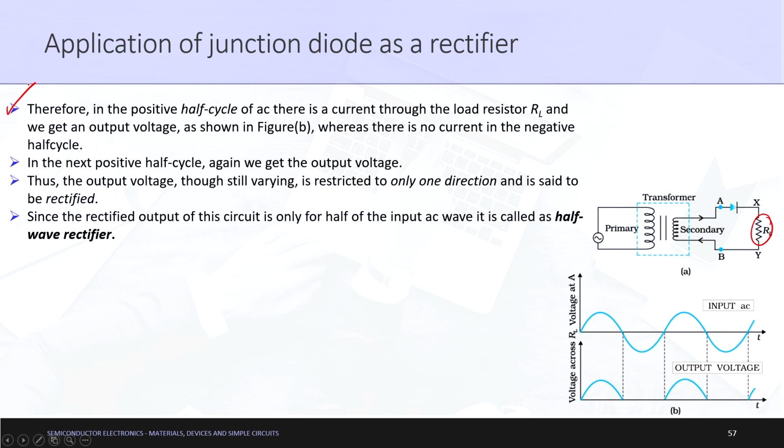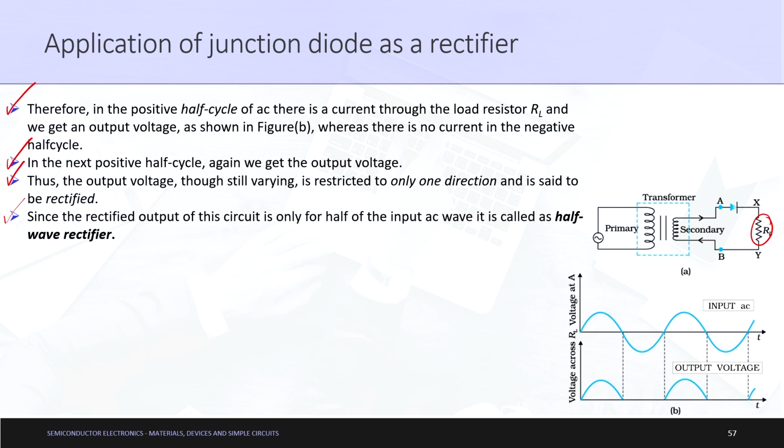In the next positive half cycle, again we get the output voltage, and again because of the forward and reverse biasing happening in this location, we will not get anything in the negative half. Thus, the output voltage, though still varying, is restricted only to one direction and is said to be rectified. Since the rectified output of the circuit is only for half of the input AC wave, it is called a half wave rectifier. I think till this time you have understood why it is called a half wave rectifier.